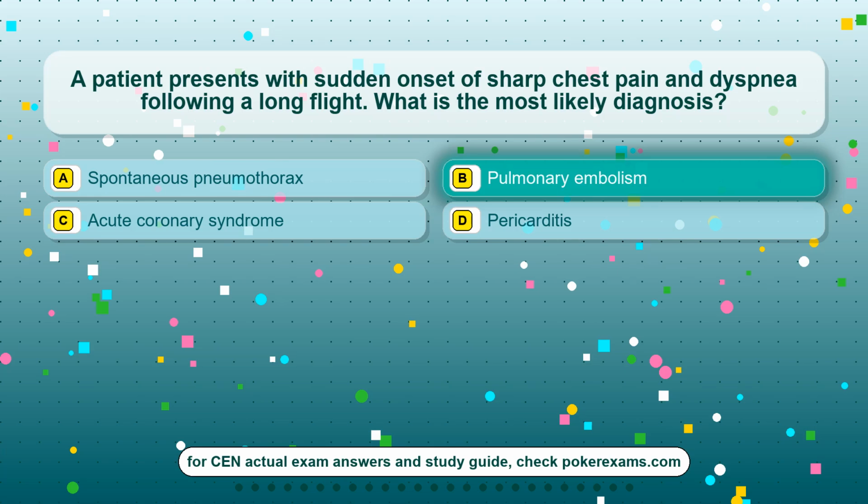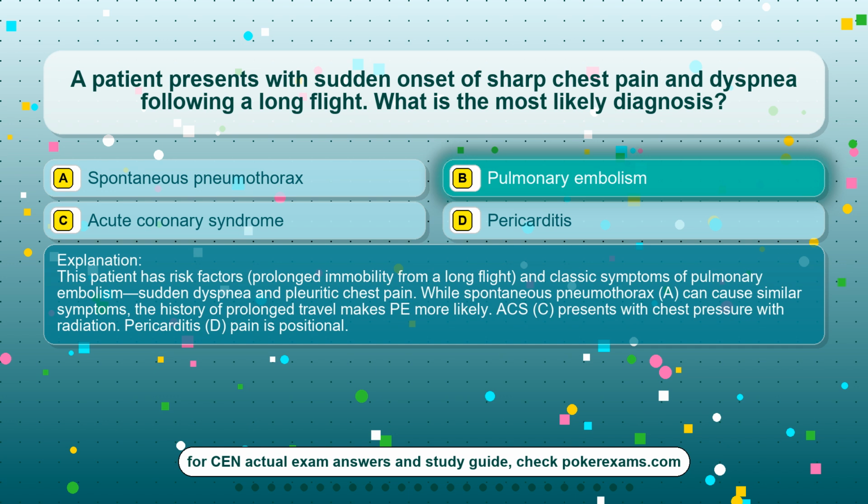The correct answer is option B, pulmonary embolism. This patient has risk factors, prolonged immobility from a long flight, and classic symptoms of pulmonary embolism, sudden dyspnea and pleuritic chest pain. While spontaneous pneumothorax, A, can cause similar symptoms, the history of prolonged travel makes PE more likely. ACS, C, presents with chest pressure with radiation. Pericarditis, D, pain is positional.